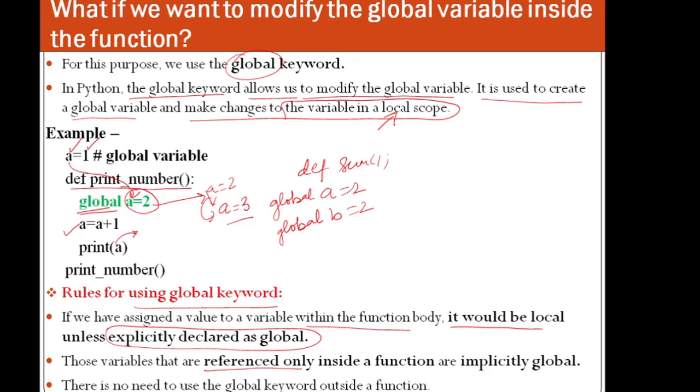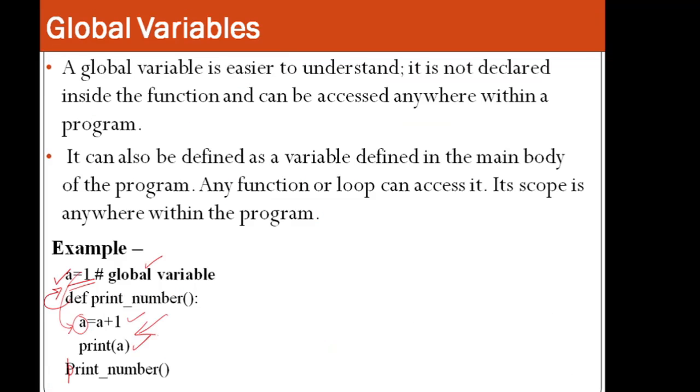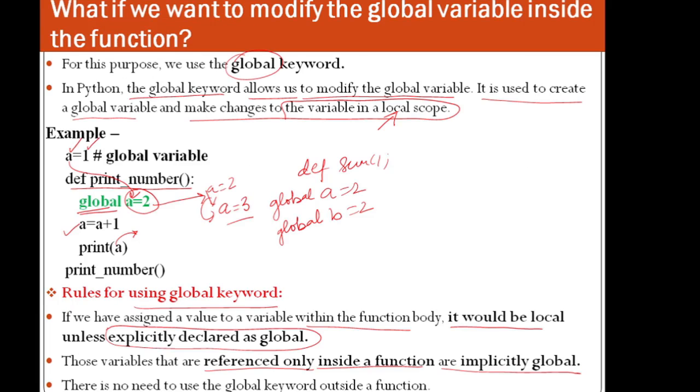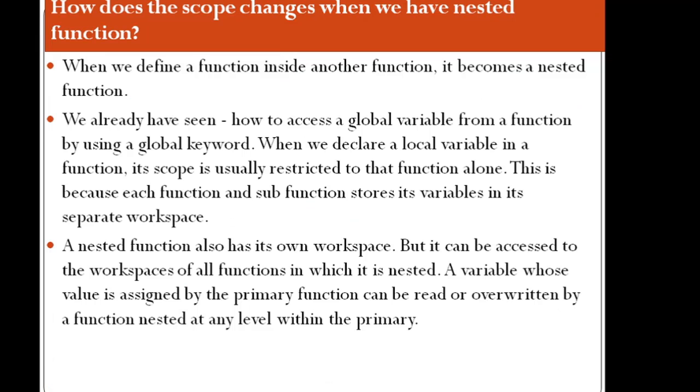Those variables that are referenced only inside a function are implicitly global. So in the previous example, it was referenced. There is no need to use global keywords outside a function because it is always accessible. So we need not use the global keyword.